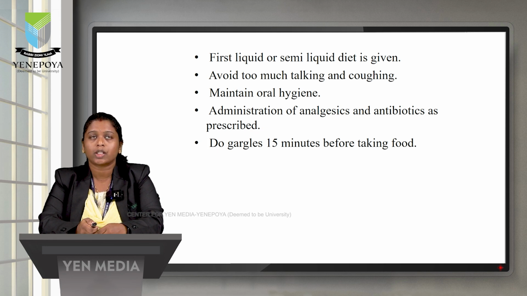Then advise the patient to avoid too much talking and coughing. Then maintain oral hygiene, and administer analgesics and antibiotics as prescribed by the physician. Then do gargling 15 minutes before taking food.